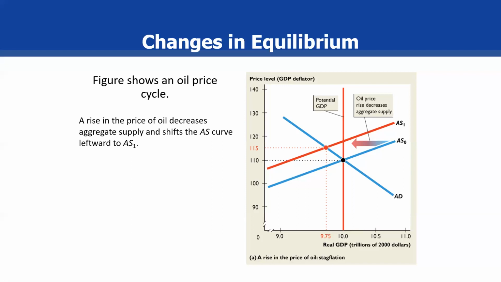It's horrible. We call this situation stagflation because we are dealing with inflation and recession at the same time. We have recession because the level of output went down. We are dealing with inflation because price level went up. Everything is more expensive. So stagflation is the combination of recession and inflation.